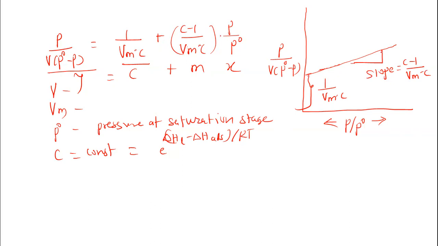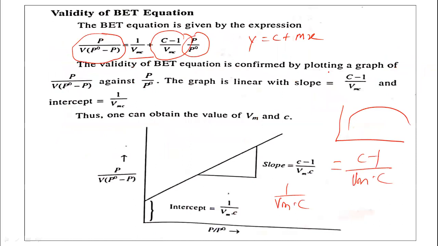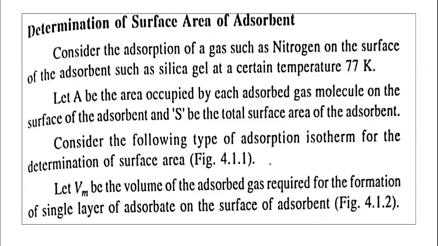If we are getting a straight line, it means that the equation is correct. And if there is no straight line, then the equation is not correct. So in this way, we can test the validity of the BET equation. You can see the same graph here. Okay, so this is about the validity of the BET equation. Now let us proceed further.